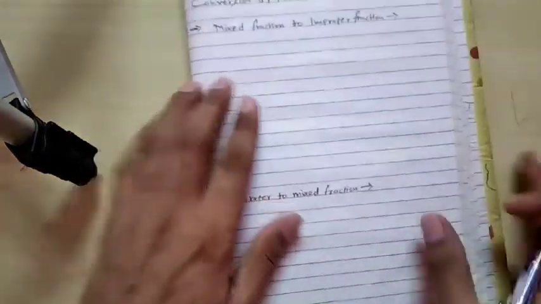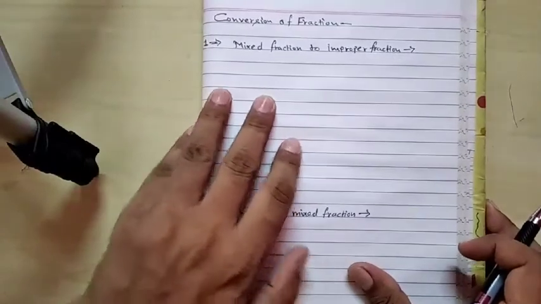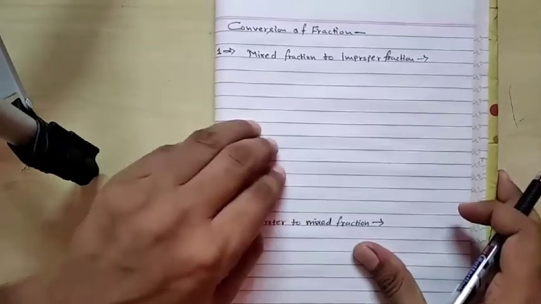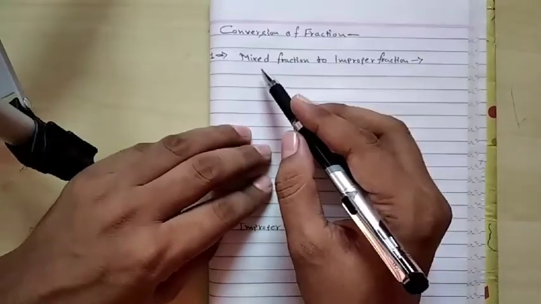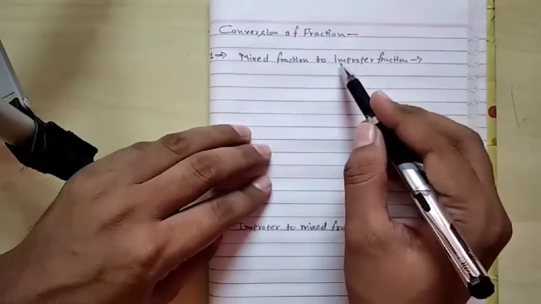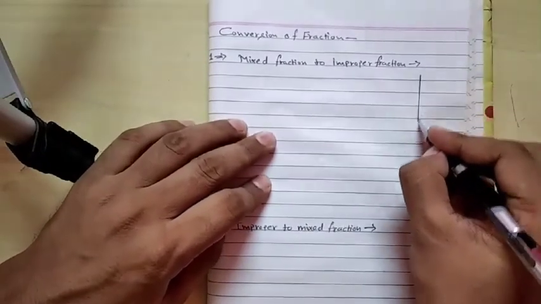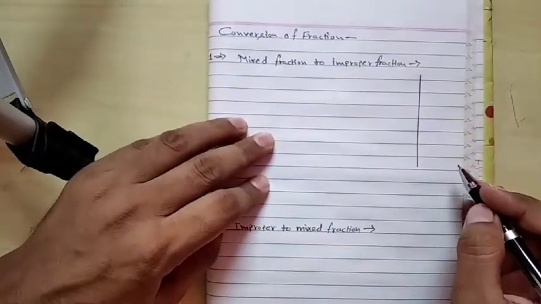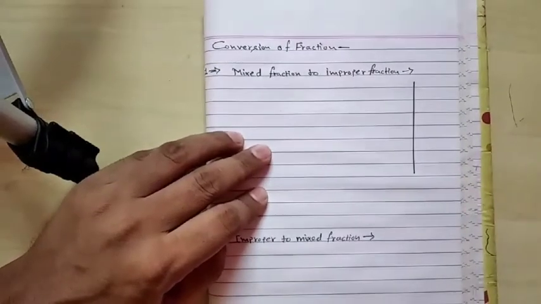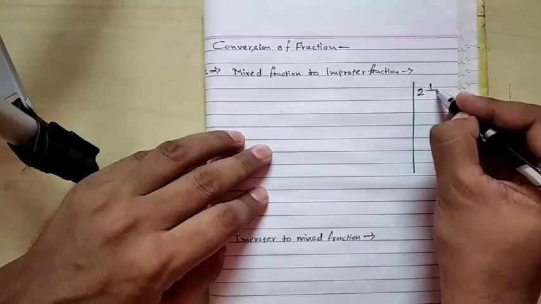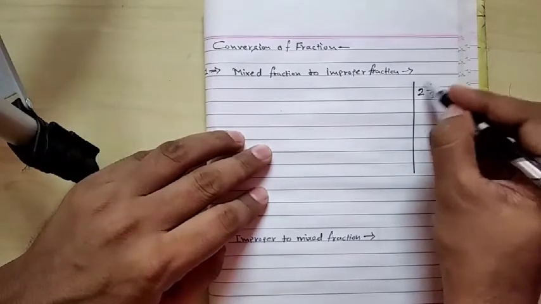Now I'm going to tell you how to convert fractions, means conversion of fractions. The first conversion is mixed fraction to improper fraction. As I told you, what is the mixed fraction? The combination of the whole number and the proper fraction. I told you in the last video, this is the mixed fraction.